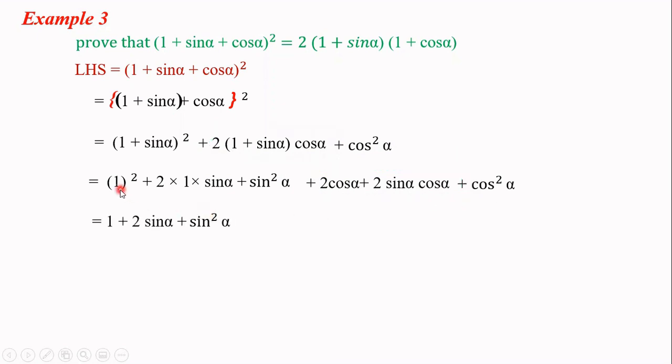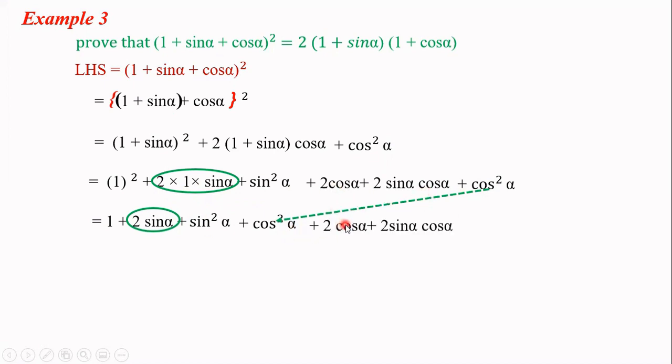Let's simplify it. The first term, 1 square, is 1. And 2 multiplied by 1 is 2, and sine alpha, so this one is 2 sine alpha. Sine square alpha is copied. Then let us copy cos square alpha here, that is, let's put sine square alpha and cos square alpha together. Now there are 2 terms remaining. Let's copy them, that is 2 cos alpha plus 2 sine alpha cos alpha.